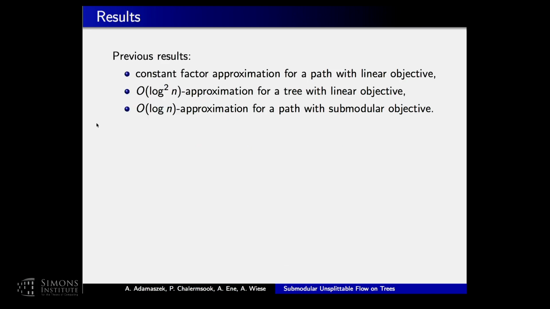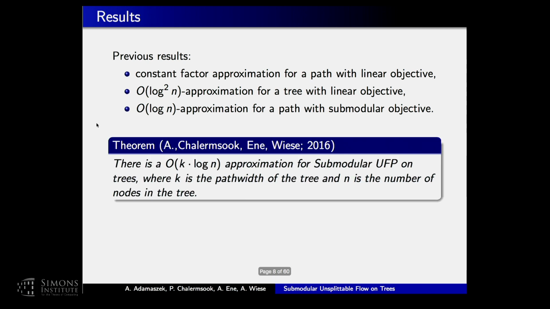Here are the previous results. When we have a linear objective and our tree is just a path, we have a constant factor approximation. With a linear objective for an arbitrary tree, we have a log square n approximation. When we have a submodular objective, we have a log n approximation for a path. And that's our result. For a tree with path width k, we have a k log n approximation for submodular UFP, where n is the number of vertices of the tree.